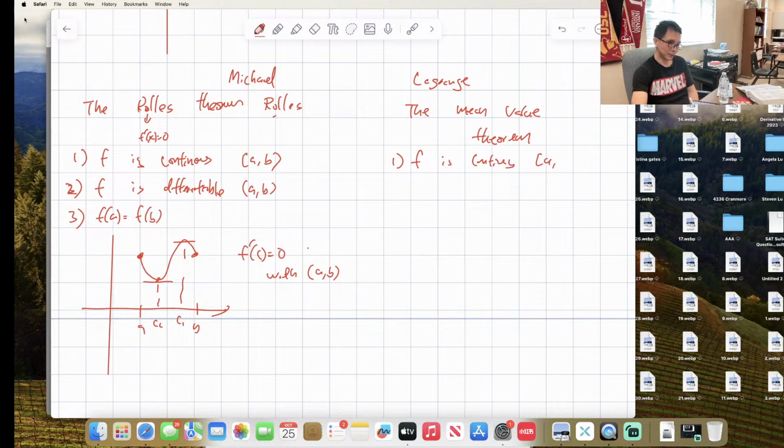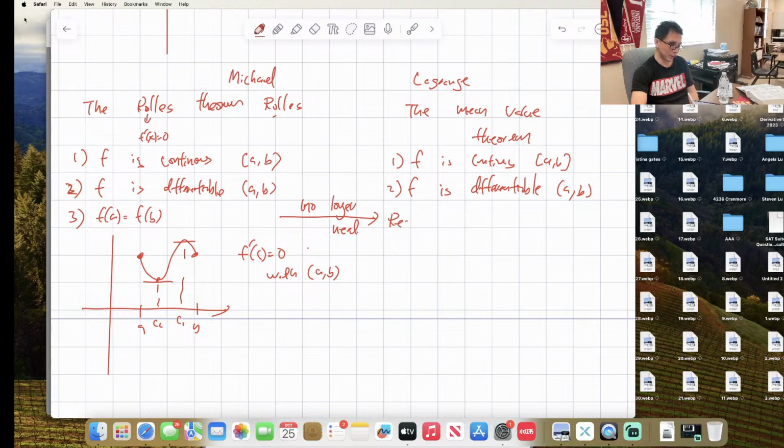between a and b. It seems like they all have a common denominator. They must be continuous, but f is differentiable. And they must state it in the question, right? Because sometimes they don't state it in the question. Now they don't have the third condition. Suddenly f(a) equals f(b) is no longer needed, right? No longer needed. So there's no third condition.